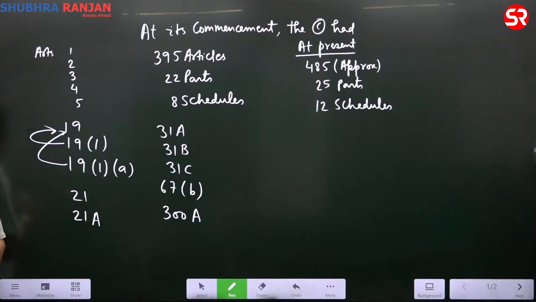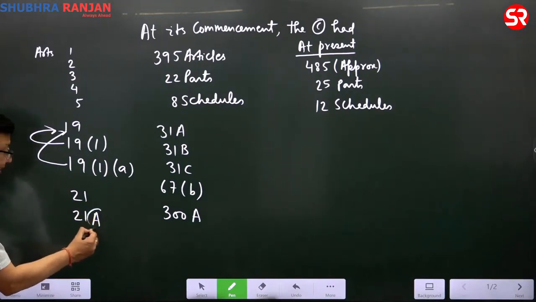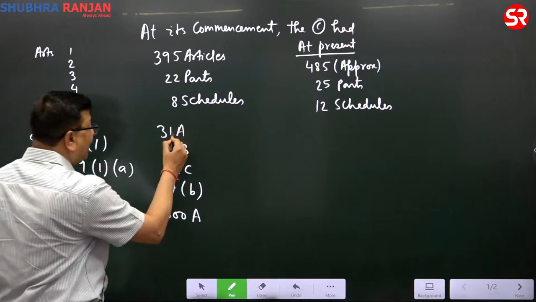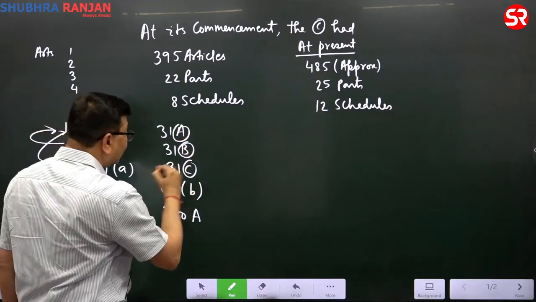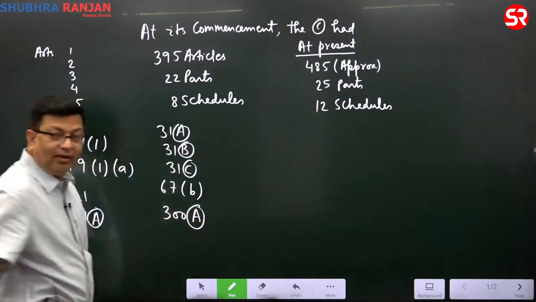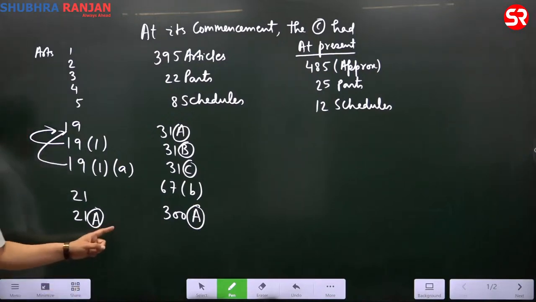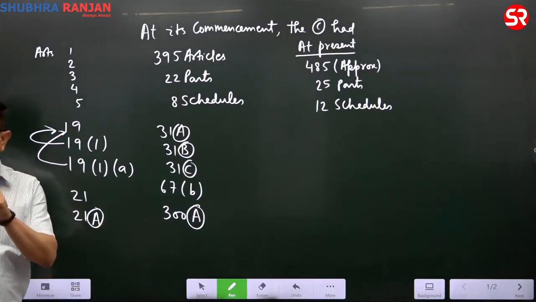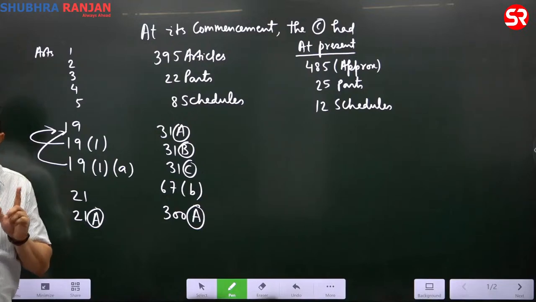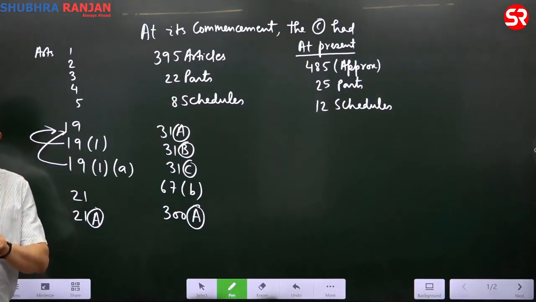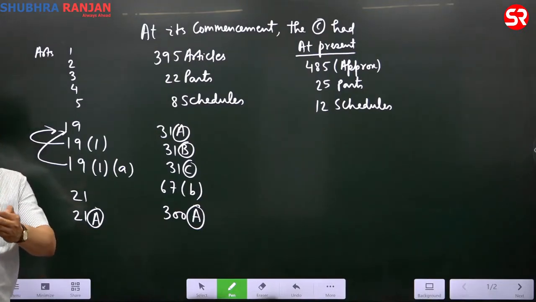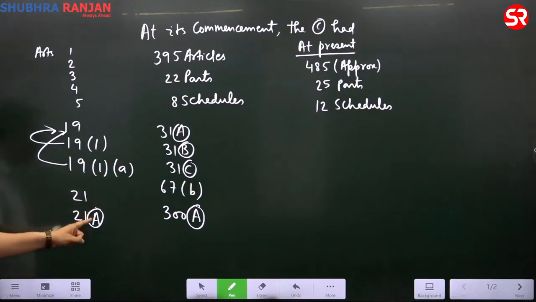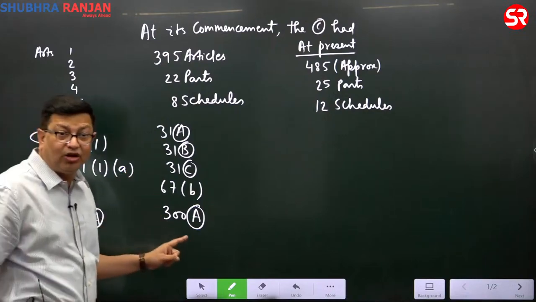But wherever you find capital A, capital B, capital C, it means these articles were not there in the original constitution. They were added later on by amending the constitution. Wherever you see capital letters, they were not there in the original constitution.